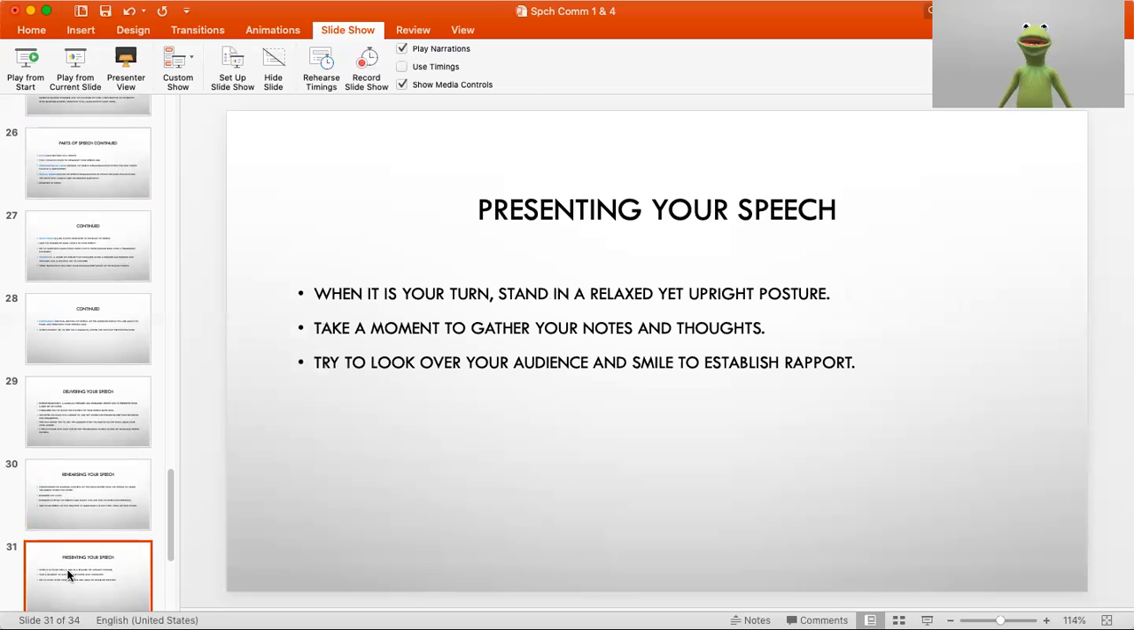When it's actually your turn to present, you want to get up there, stand in a relaxed but upright posture. Just take a few seconds to gather your notes, gather your thoughts. You want to look over your audience, maybe smile, and that helps establish that rapport. And it'll help you to not just go up there and go straight into your speech without taking that time to pause and prepare. So you actually won't be as nervous as well.